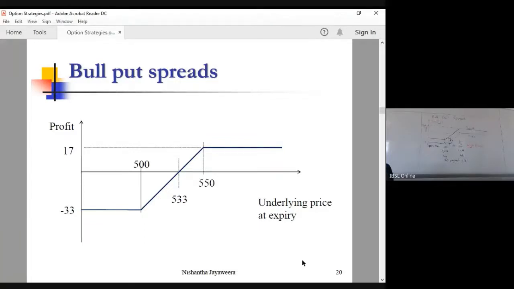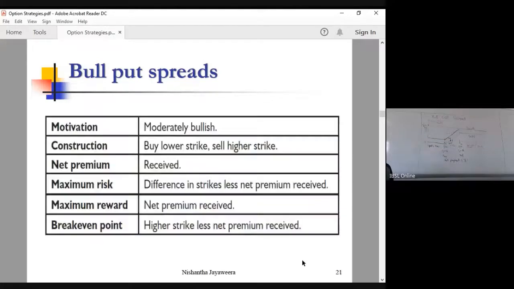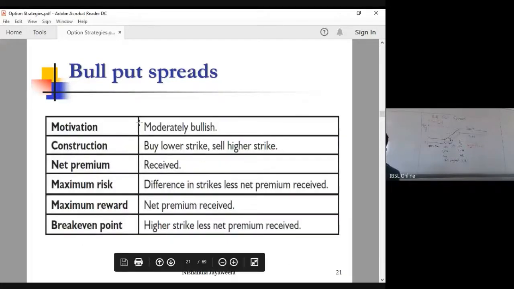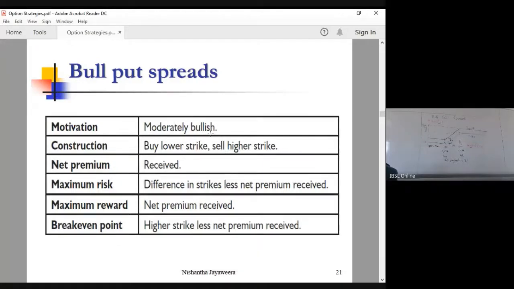So you think price will go down, but not with that much. So that's why it's again said you are still bullish, moderately bullish. You think price won't go down that much. So construction is similar to bull call spread, but instead of using call options, you use put options. Buy the lower strike put and sell the higher strike put.